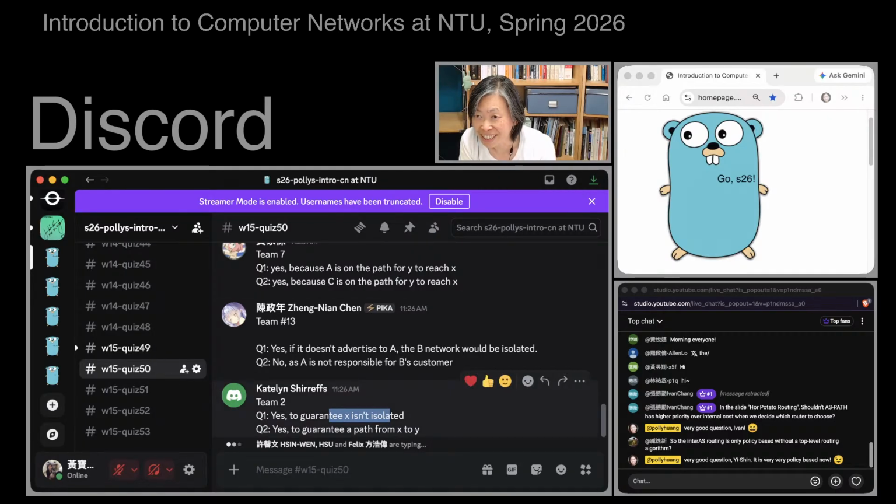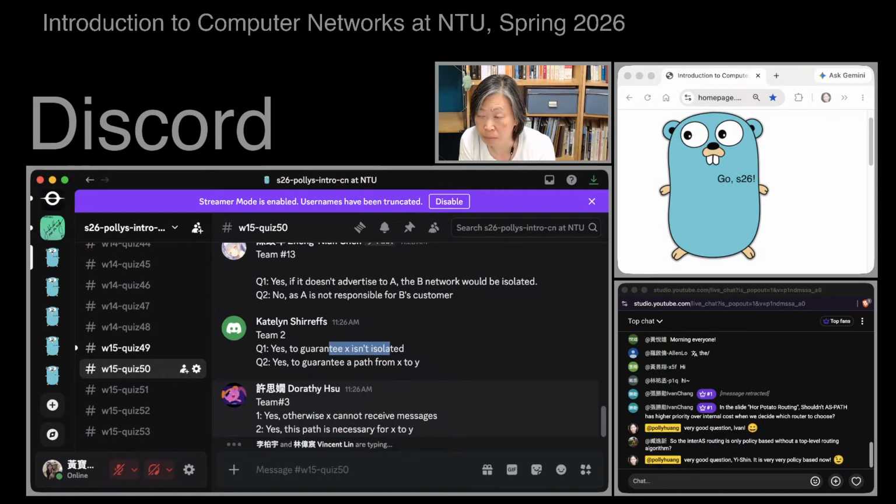Okay, otherwise you lose X. B will lose X. Then what is the purpose of being a provider if you don't have customers? Okay, so think more and more, and then you will know that obviously B will need to announce BX. A, however, is a little bit complex.